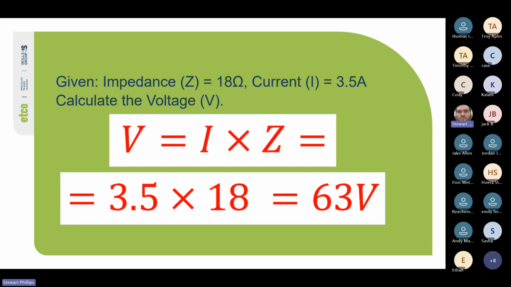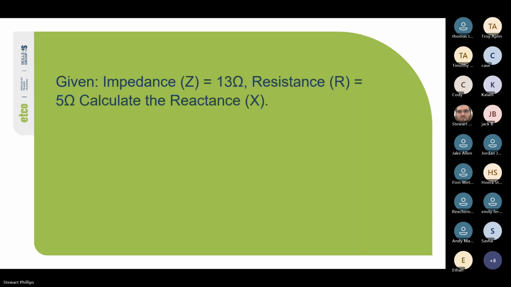Yeah. So V equals I times Z, which equals 3.5 times 18, which gives us 63 volts. Cool. So given our impedance is 13 ohms and our resistance is 5, calculate the reactance.